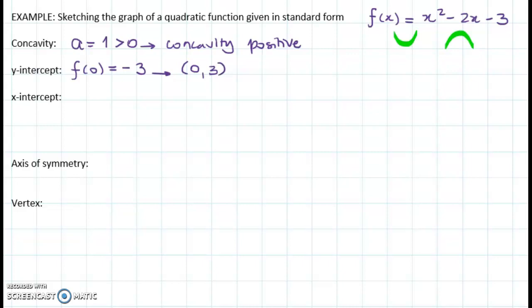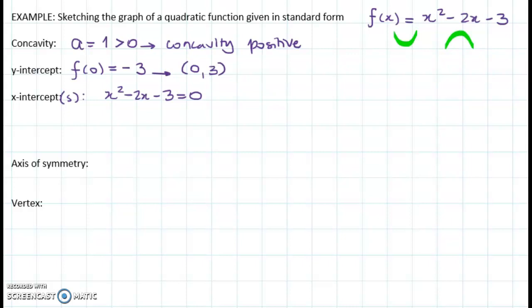Now to find the x-intercept or intercepts, we know that we are going to be solving when the function is equal to 0. So we are going to be solving a quadratic equation. So we want to know when x squared minus 2x minus 3 is equal to 0. And we know that quadratic equations can have 0 solutions, 1 solution, or 2. So let's see what is the case here. We can solve this in different ways. We could, for instance, apply the quadratic formula if we wanted to. We can also try to factorize.